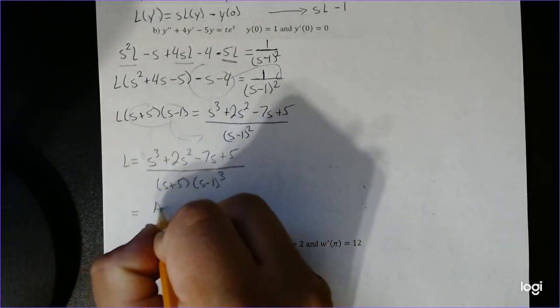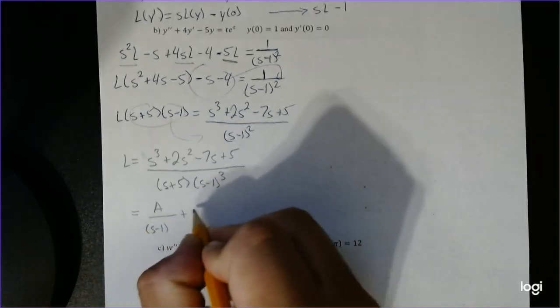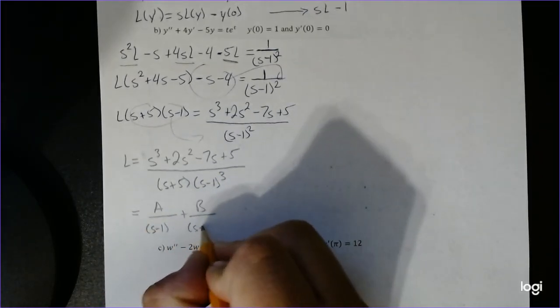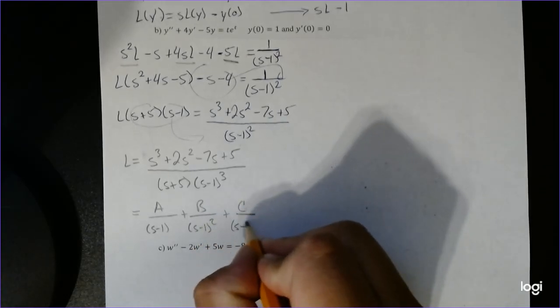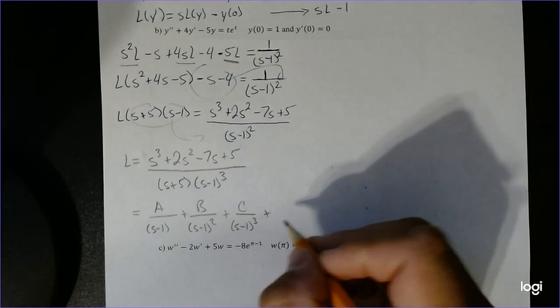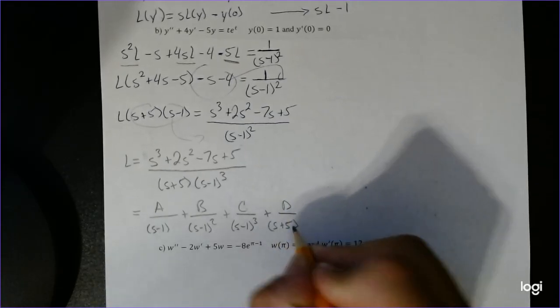So we're going to have a over, we'll do the first one, s minus 1, s minus 1 squared, and to now the third power. And the last one we'll call d to be just a 5. Like that.